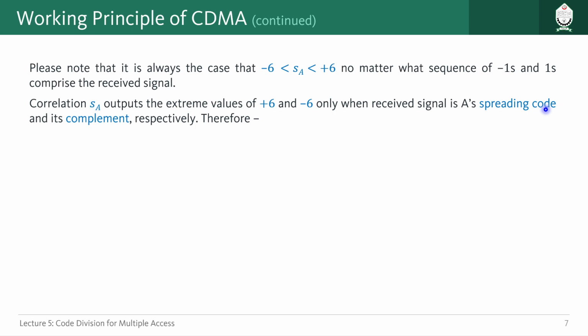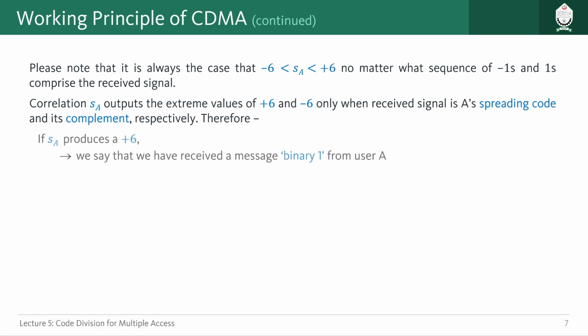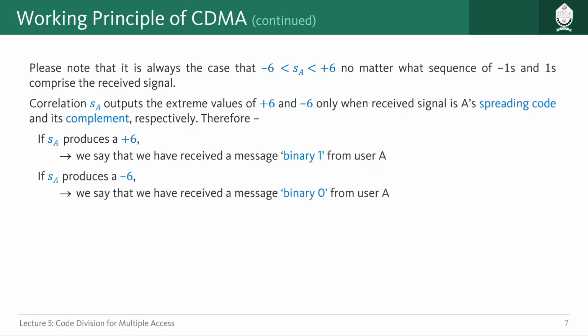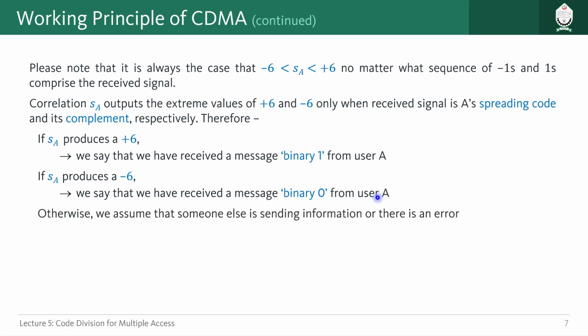Okay, so using that interpretation, what we can interpret is basically this: if the correlation S of A produces a value of +6, then we can obviously say the received signal is binary 1 transmitted from user A, right? Obviously. And whenever we receive -6, we can say the received message was binary 0 transmitted from user A. And if anything other than that happens, we can say whatever information we are getting is just an error. Let's say like +1 or +2 or maybe 0.